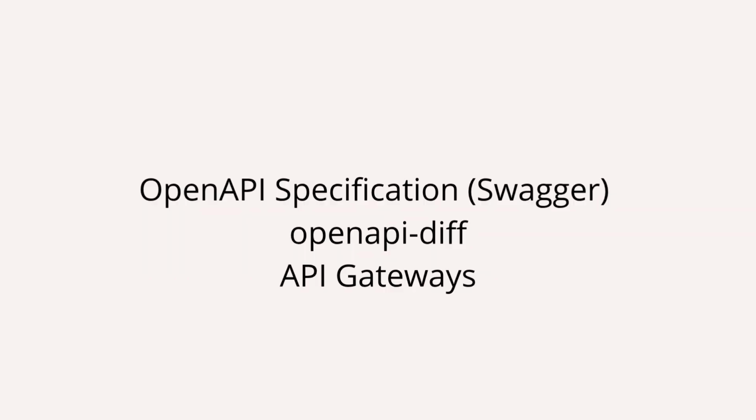Managing versions manually is hard. Luckily, there are great tools. OpenAPI Specification, Swagger, lets you define each version clearly, track changes, and generate documentation. Tools like OpenAPI Diff compare API versions to detect breaking changes automatically. API gateways like Amazon API Gateway or Kong help route requests to the correct API version based on URL or headers. These tools save time and reduce errors, making your versioning strategy easier to maintain.